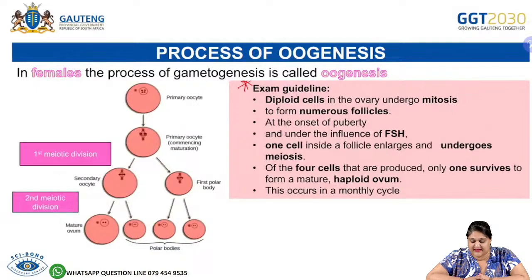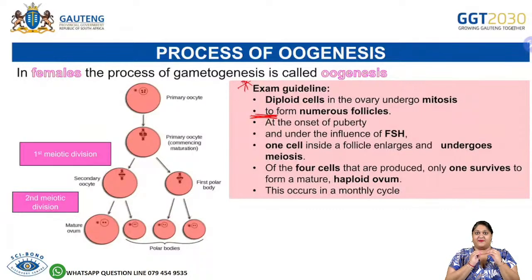Of the 4 cells that are produced, remember we said at the end of meiosis 4 cells are produced, only one survives to form a mature haploid ovum, and this occurs in a monthly cycle. Okay, so every month this is what's going to happen. Let's unpack this before we look at the diagram. Before we get to the onset of puberty, every female has these diploid cells in the ovaries.